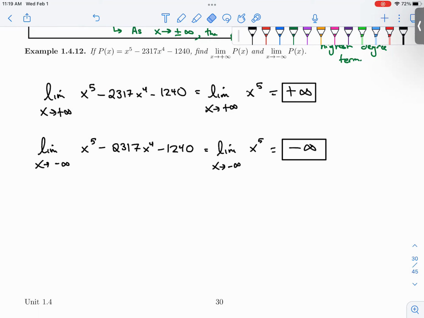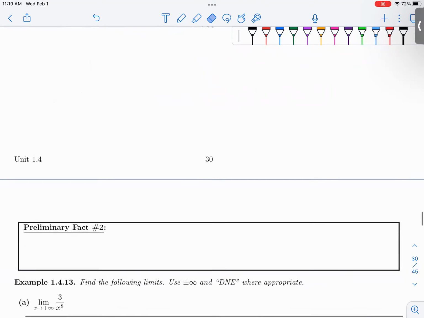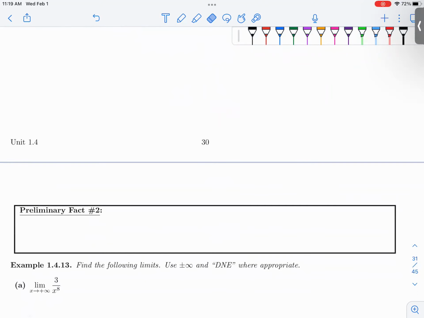Either way, we're talking about big numbers. So the smaller stuff doesn't change. Yes, it's a big number, but not in comparison to the other thing. The highest degree term is the bigger fish, as Qui-Gon Jinn would always say.